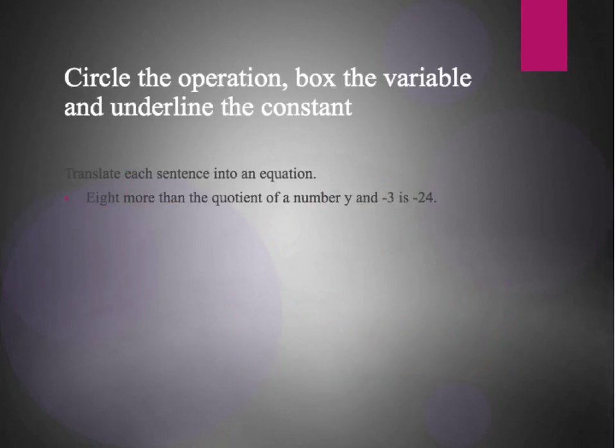All right, as I move on to the second example, remember you're going to circle the operations, box the variables, and underline the constants. So I'm going to go ahead and read it the first time. 8 more than the quotient of a number, y, and negative 3 is negative 24. All right, so I'm going to start at the front. 8 is going to be a constant, so I'm going to underline it. More is an operation, so I'm going to circle it, and I know that more means I'm going to add, so I'm going to put my little addition sign on top.